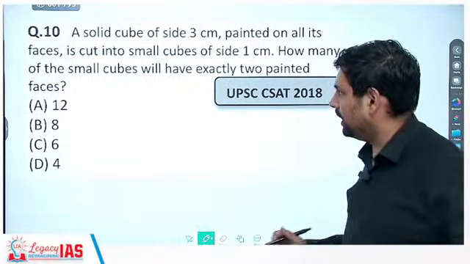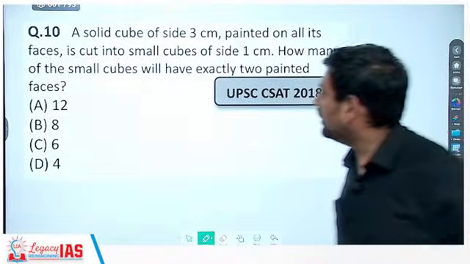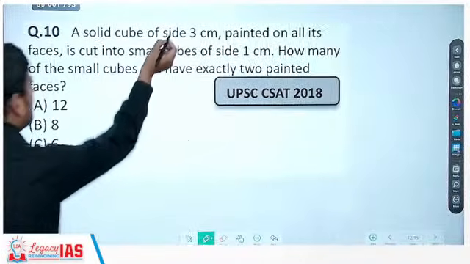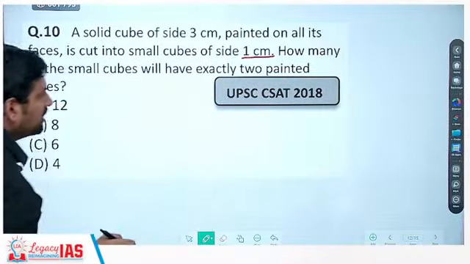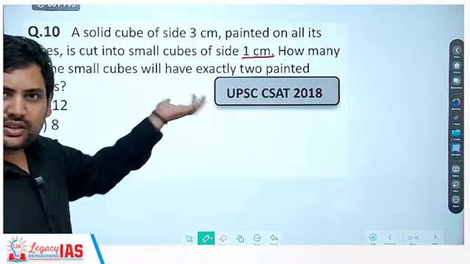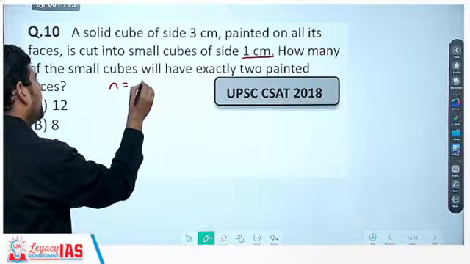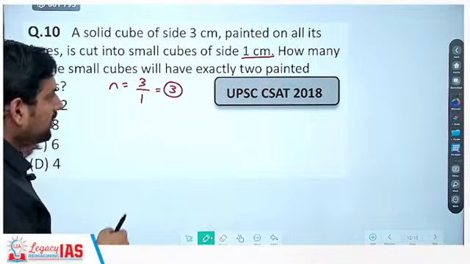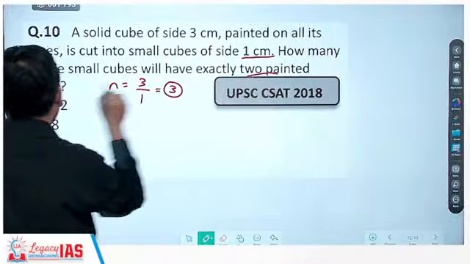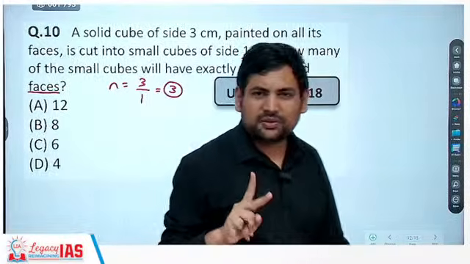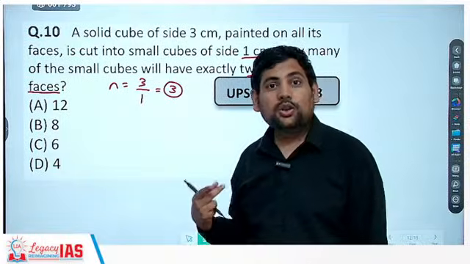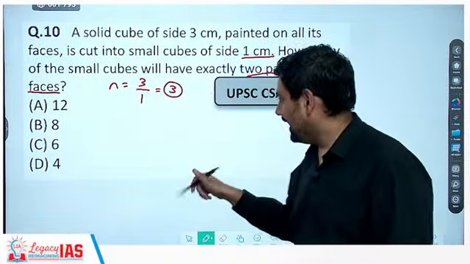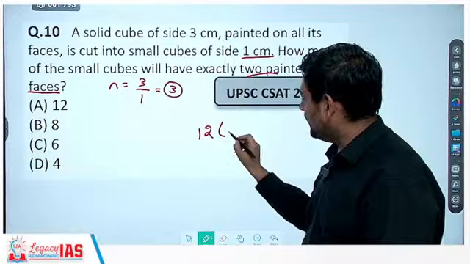Yes, Anurag. Okay. So now it says a solid cube of side 3 centimeter painted on all sides. So basically 1 centimeter is the smaller cube length. So n becomes what? N becomes large cube side upon small cube side, that is 3. Correct. Now once you get this, exactly 2 faces painted. Where you will have this? 2 faces painted, if you remember, on the edges. How many edges? 12 edges.